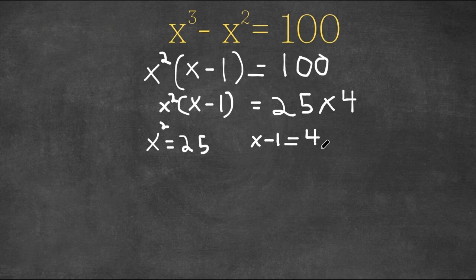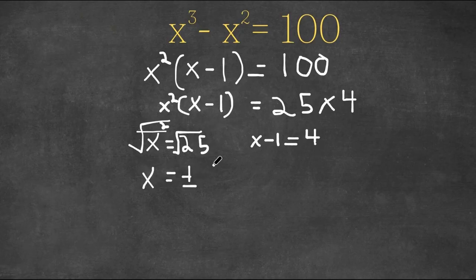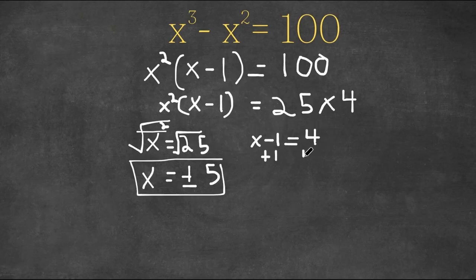Well, for x squared equals 25, if we do the square root on both sides, we would get, well, the square root of x squared is simply x, equals the square root of 25, which is positive or negative 5. So as you can see, this is one solution, and x minus 1 equals 4. Well, we would add 1 on both sides, and if we do that, we get x, these two cancel out, equals 4 plus 1 is 5.